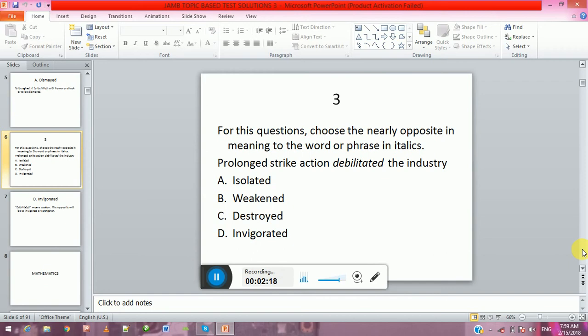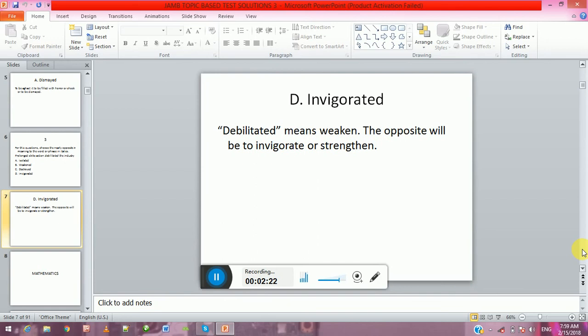So the one that should be opposite in meaning to debilitated is invigorated. So the answer is invigorated. Debilitated means weakened. The opposite will be invigorate or strengthen.